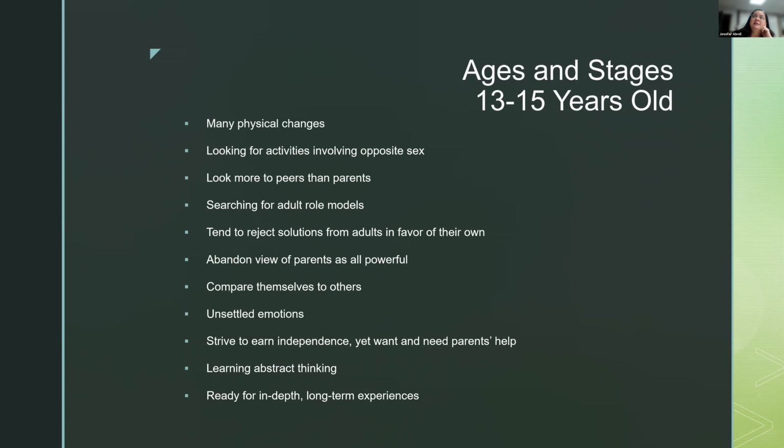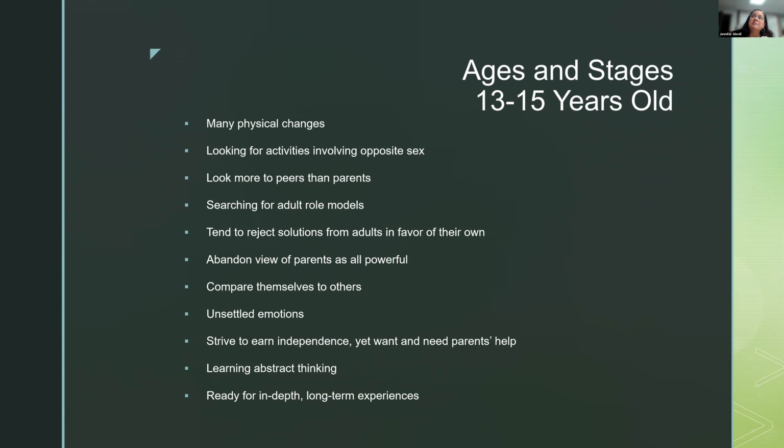And they tend to reject the solutions. This is very similar to what we already kind of talked about with the younger kids, but a lot of times they downright reject a solution. So not only should we not hover over their shoulder and tell them exactly what to do, but at this point, they're probably going to reject that anyway, right? And try to do their own thing.